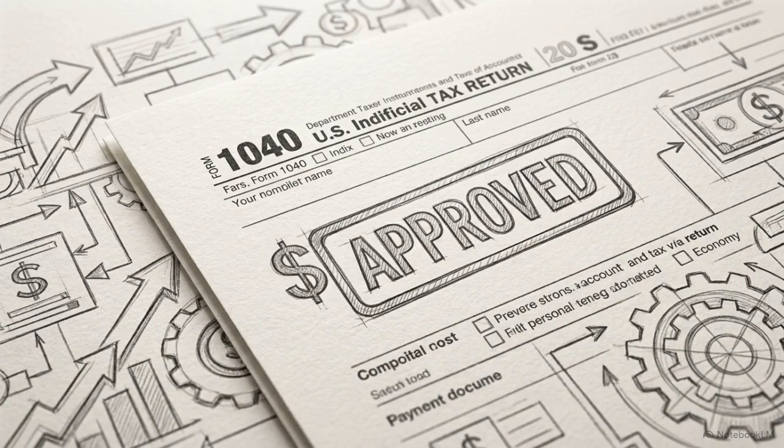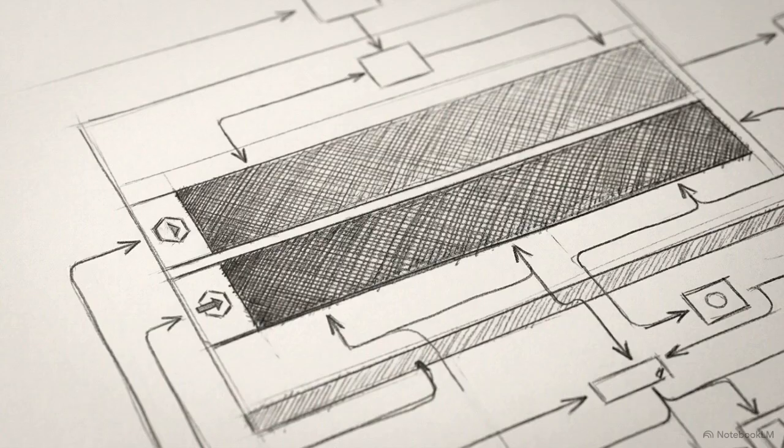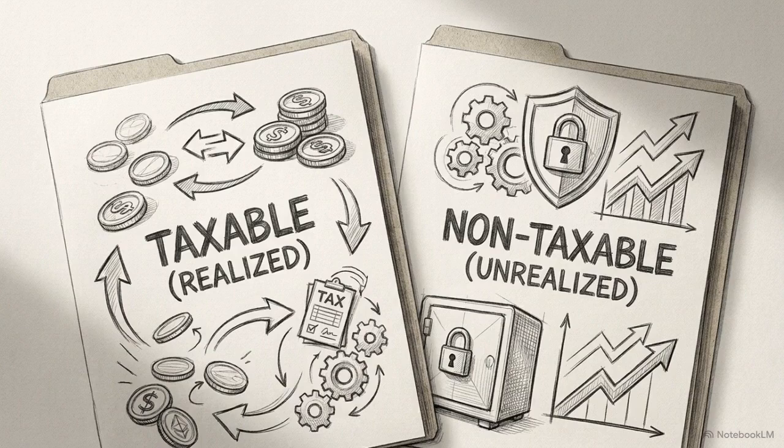Here in the chart of accounts ledger, we need to add two specific line items, one for realized foreign exchange gains and losses, and another for unrealized gains and losses. Separating these two accounts is crucial because tax authorities treat them differently. Let's break down how they diverge.